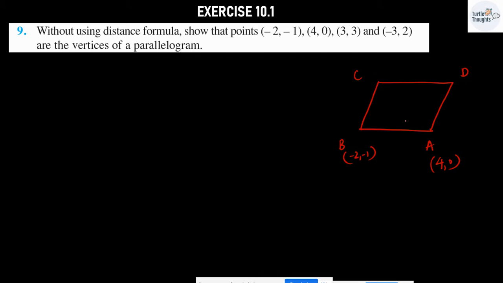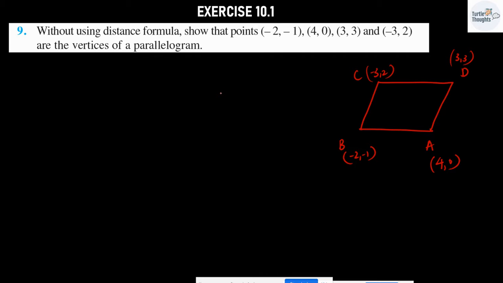You need not use a graph over here because only we need the coordinates, right? Minus 2 comma 1, and here this can be taken as minus 3 comma 2, and the D, the last one, I'll be taking as 3 comma 3. So these are the points given.